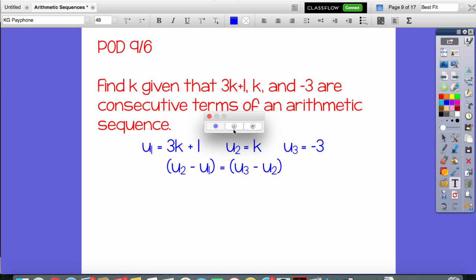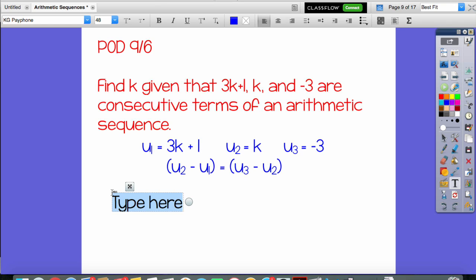So if you got to try and you're pressing play to see how well you did, knowing that this is an arithmetic sequence, your first term is 3k plus 1, your second term is k, and your third term is negative 3. In order for a sequence to be arithmetic, your second term minus the first term will give you your common difference, and that should be the same across the board. So the difference between your second and first term should be the same as the difference between your third and second term. You use that type of equation to set up an equation to solve this. So you should have had k minus (3k plus 1) is equal to negative 3 minus k.